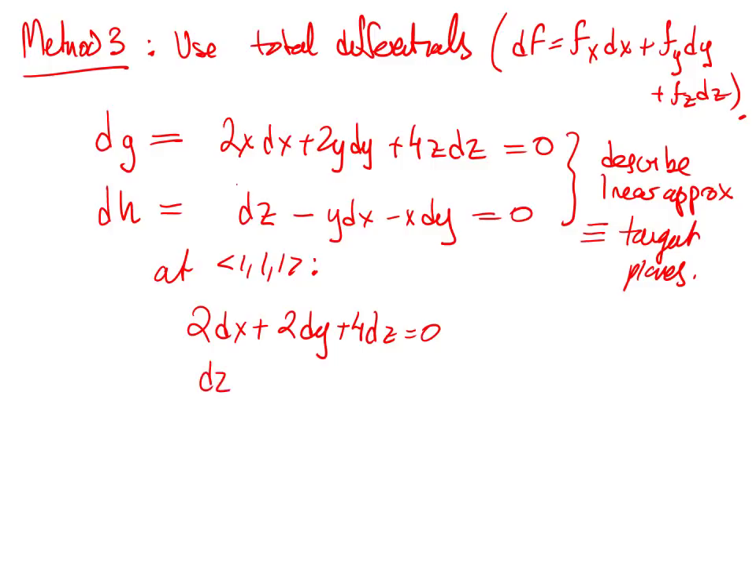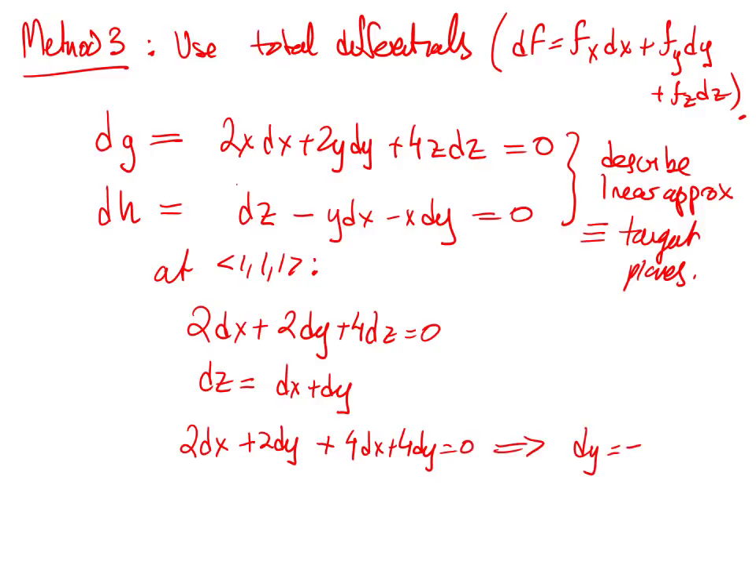Second equation is just dz equals dx dy. So now if you plug the first equation into the second one, you get 2dx plus 2dy plus 4dx plus 4dy equals 0, which implies dy equals minus dx. And now if you plug this back into the third equation, you get dz equals dx minus dx equals 0.